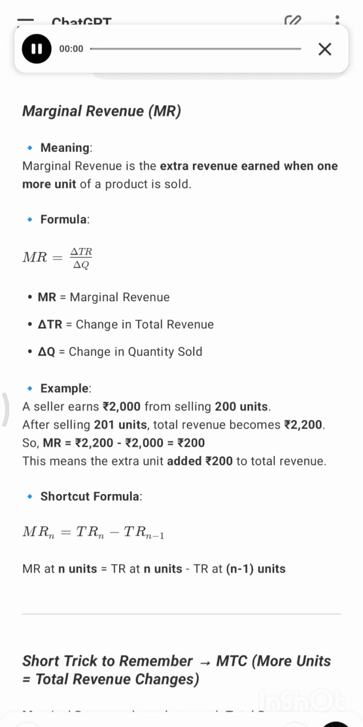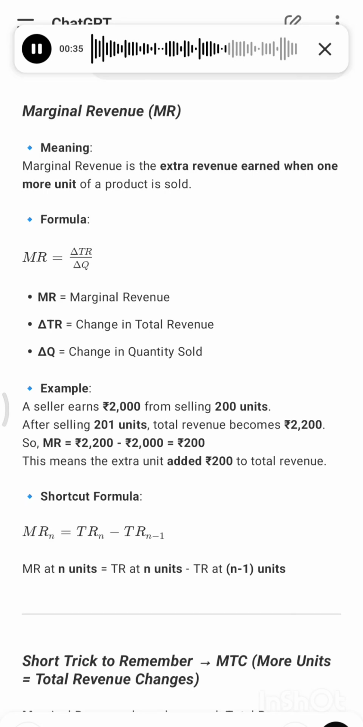Marginal revenue, MR, means the extra revenue earned when one more unit of a product is sold. Formula: MR equals delta TR over delta Q, where MR equals marginal revenue, delta TR equals change in total revenue, delta Q equals change in quantity sold. Example: a seller earns 2,000 from selling 200 units. After selling 201 units, total revenue becomes 2,200. So MR equals 200. This means the extra unit added 200 to total revenue.